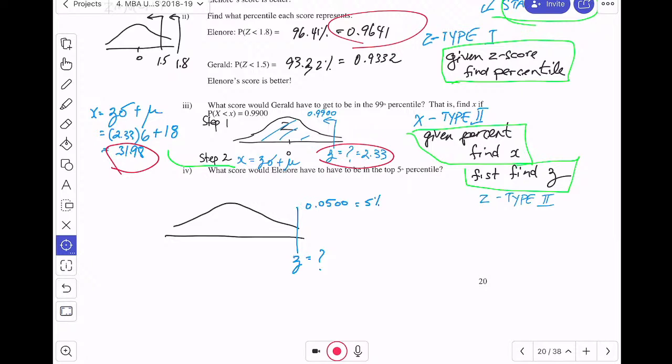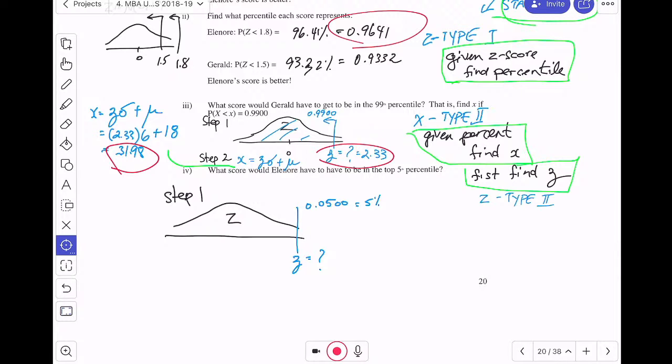So she's going to be here, remembering that for this problem, why am I doing this? I'm doing this because I am given a percentage, and I'm asked to find X, I'm asked to find the score. So this is also a type 2 problem. The steps in doing that are to begin with a drawing, and that drawing represents the standard normal because that's what I have information on. I have very detailed information on the Z or the Z score.